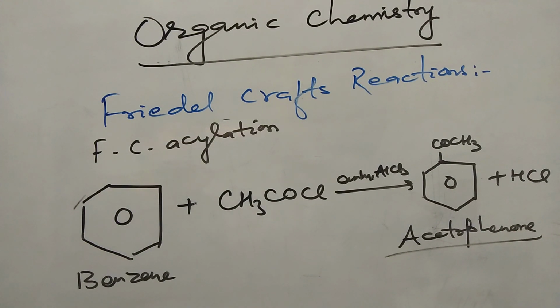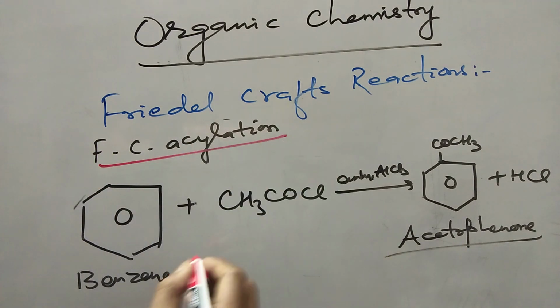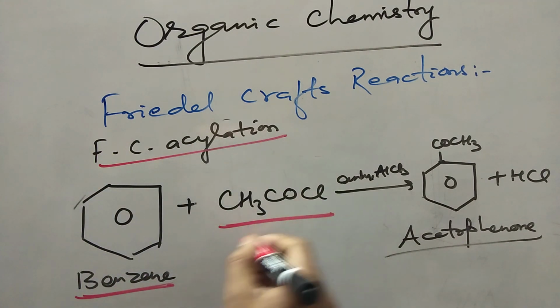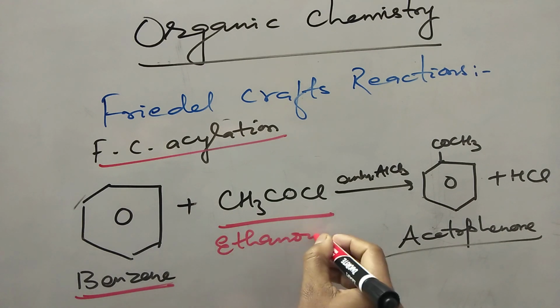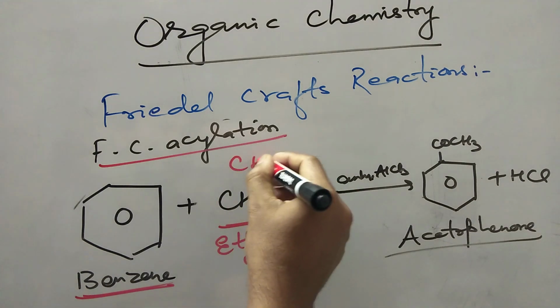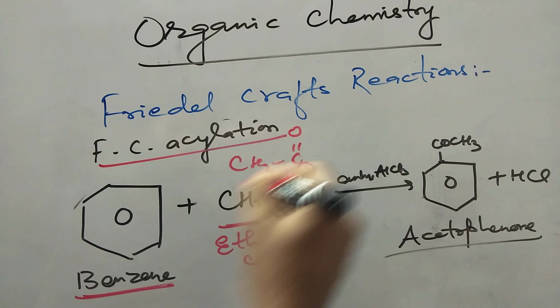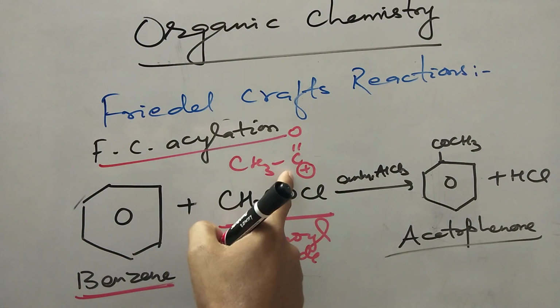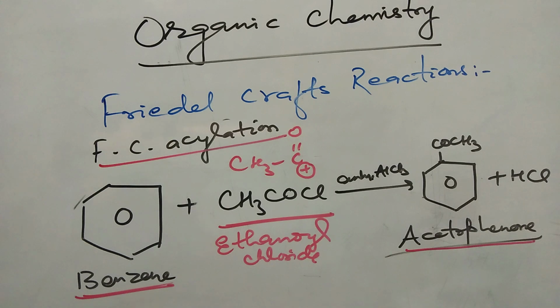Now let's look at Friedel-Crafts acylation. So in Friedel-Crafts acylation, benzene is treated with acyl chloride, that is ethanoyl chloride. So what happens here? The electrophile is CH3-C=O, with the plus charge on carbon. So this is the effective electrophile which attaches to the benzene ring to form acetophenone. Acetophenone is also called methyl phenyl ketone or phenylethanone. So it is a ketone which is formed. Byproduct is HCl. This reaction is called Friedel-Crafts acylation.